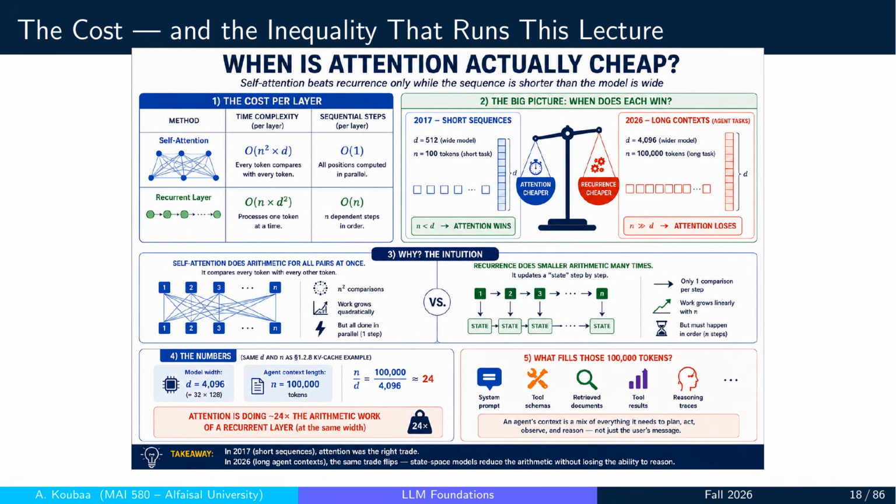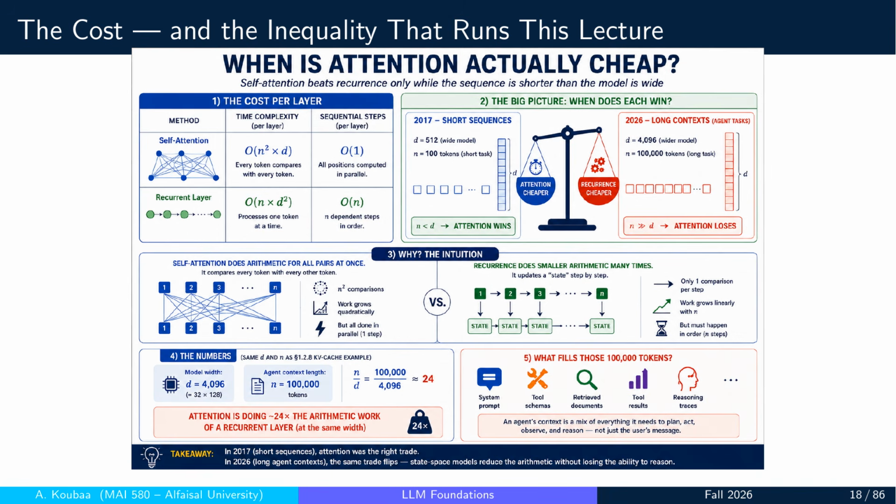Here are the two time complexities. Self-attention is order n squared times d, where n is the context length in tokens and d is the embedding dimension. A recurrent layer is order n times d squared. Now, divide one by the other. The n squared d over the n d squared leaves you with n over d. That single ratio decides which one is more expensive.